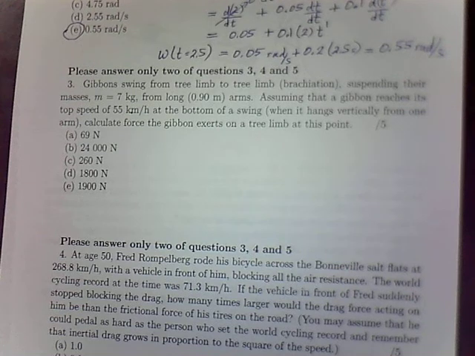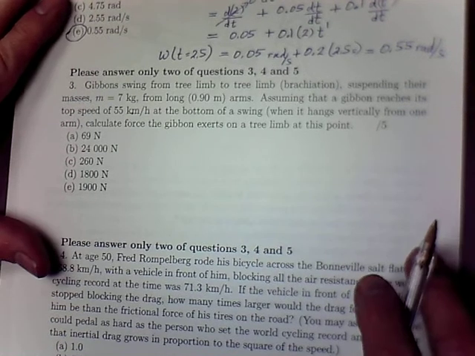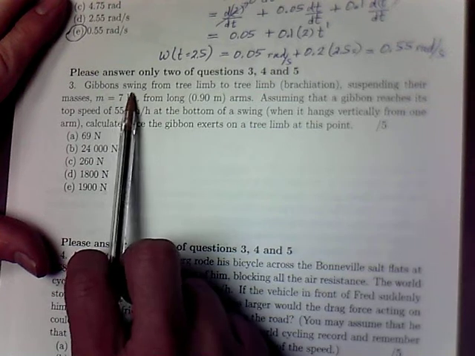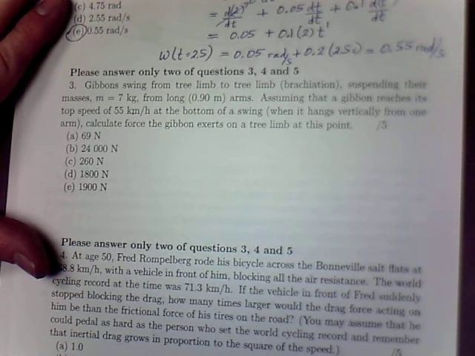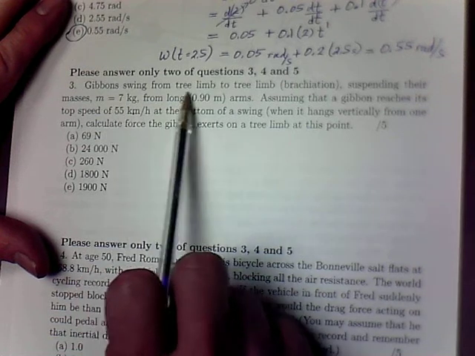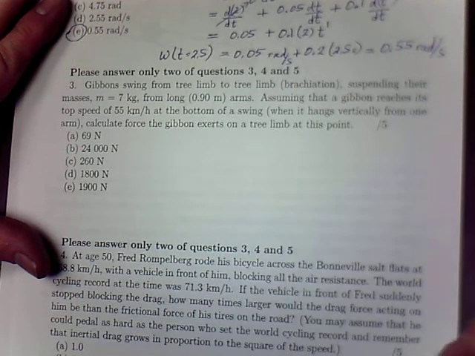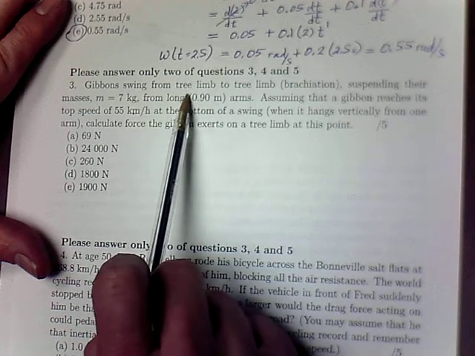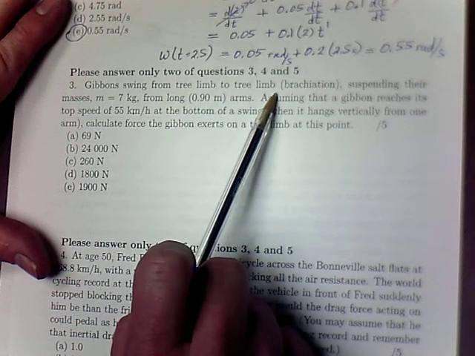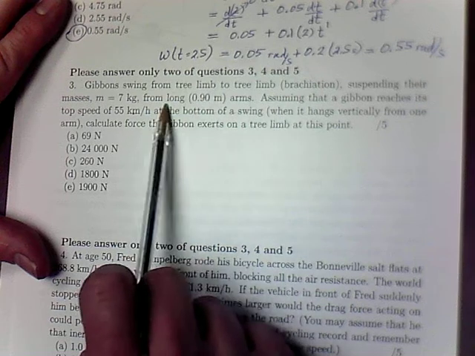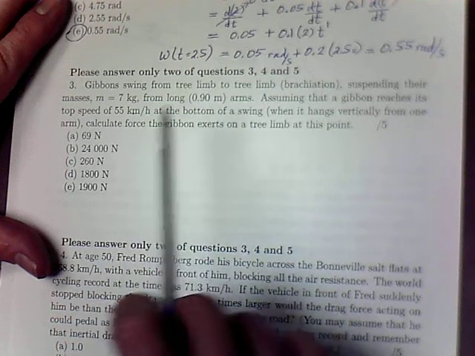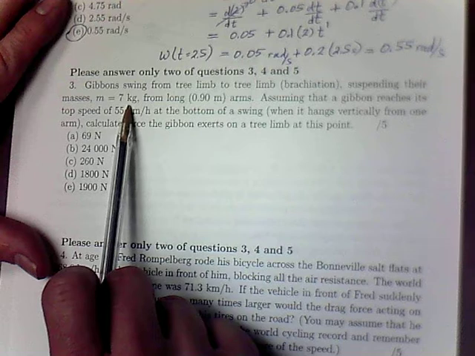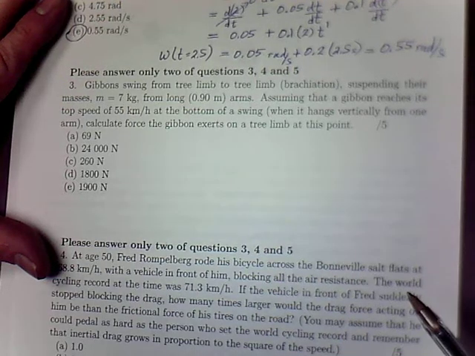Okay, so in the next question, we're asked to think about gibbons. Gibbons are a type of monkey, or related to monkeys, and they're one of the best brachiators in the world, according to what I've read. And that means that they swing from tree limb to tree limb using their arms. They have very long arms, and they suspend their masses as they do so.